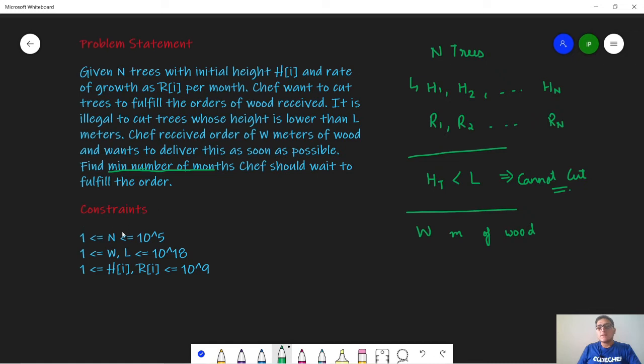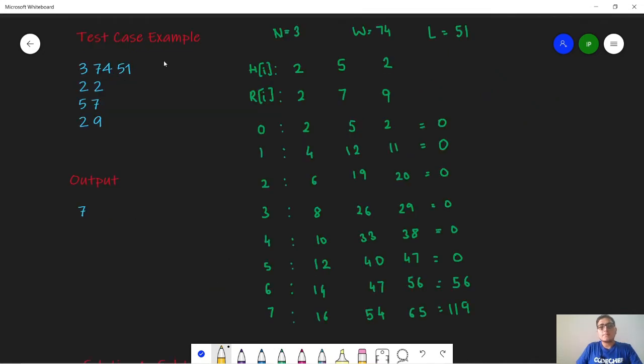In the constraints we are given that the number of trees can be from 1 to 10 to the power 5, the order of wood and the limit of the trees which can be cut can be from 1 to 10 to the power 18, and the height of the tree and the rate of growth can also be from 1 to 10 to the power 9. Moving on to the test case.